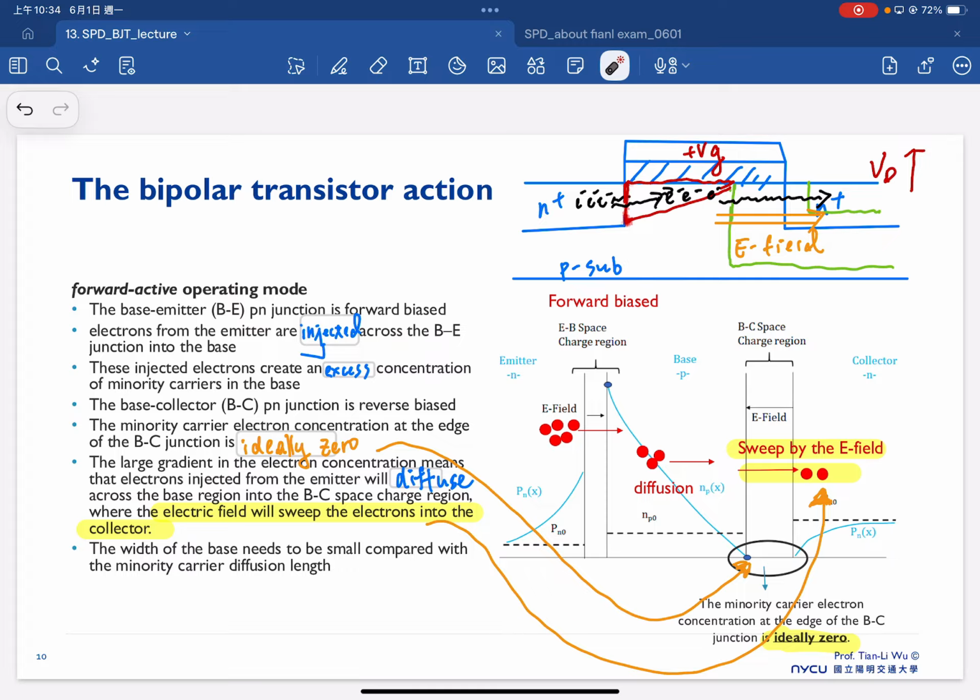Of course, the only difference is that in the MOSFET we apply the gate bias so that we can induce inversion electrons. The width of the base needs to be small compared with the minority carrier diffusion length, because we need to make sure that the minority carriers can be successfully diffused through this base region. Okay, so we will stop here and take a break for 10 minutes, because after this we will start to describe step by step how we derive the equations.